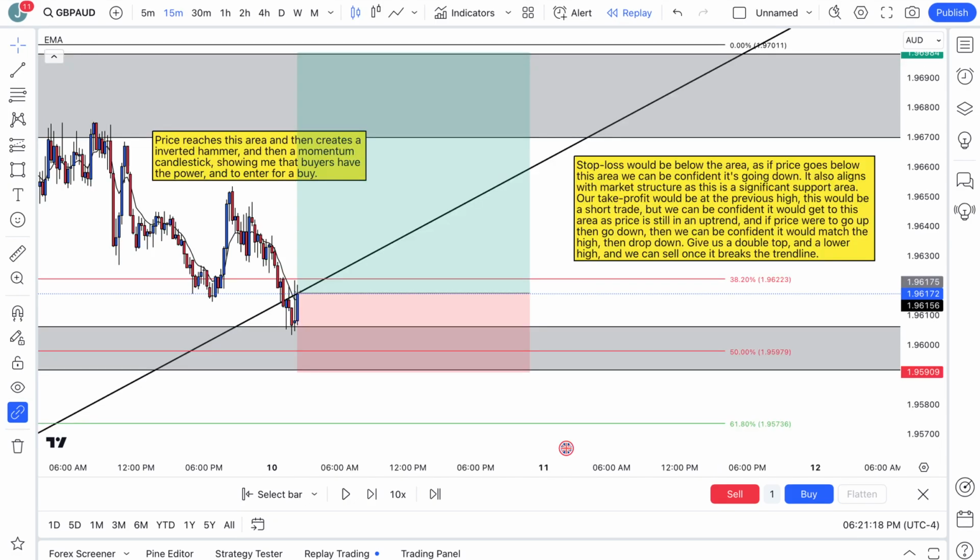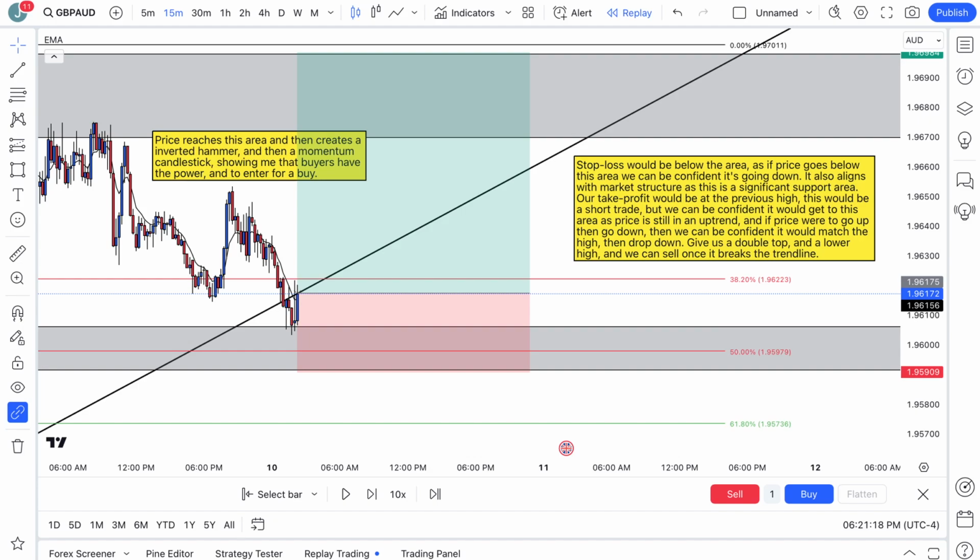Stop loss would be below this area, as if price goes below this area, then we could be confident price is going down. It also aligns with market structure as this is a significant support area. Our take profit would be at the previous high. This would be a short trade, but we can be confident it will get to this area as price is still in the uptrend.